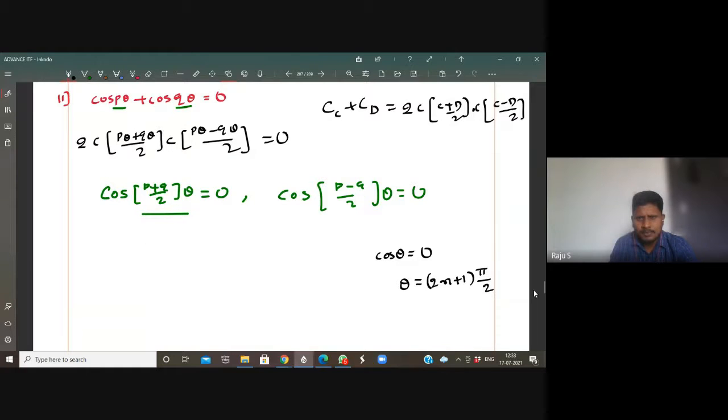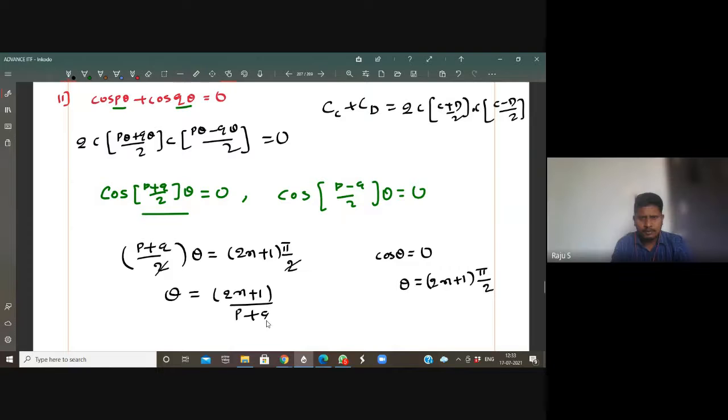Shall I write? Substitute n is equal to 0, pi by 2; n is equal to 1, 3 pi by 2, that is 270, cos is 0. This is the general solution when the cos value is 0. So p plus q all divided by 2 into theta is equal to 2n plus 1 into pi by 2. Now the 2 gets cancelled. Then theta is equal to 2n plus 1 into pi by p plus q.